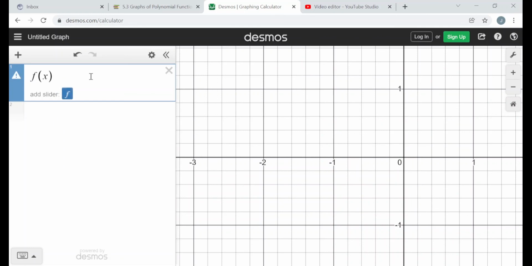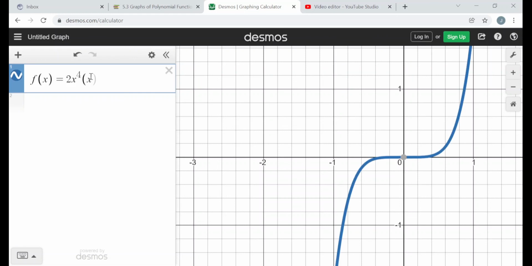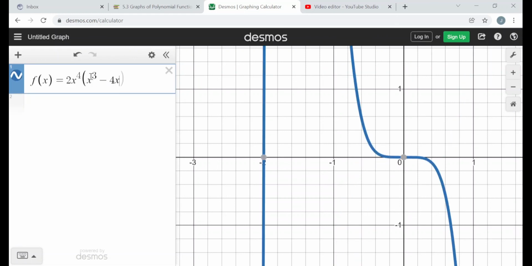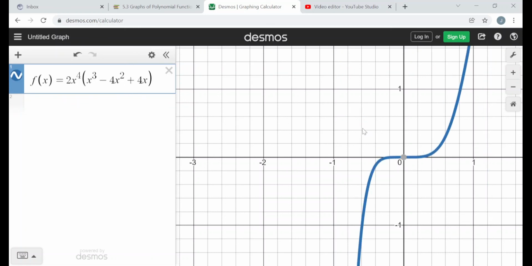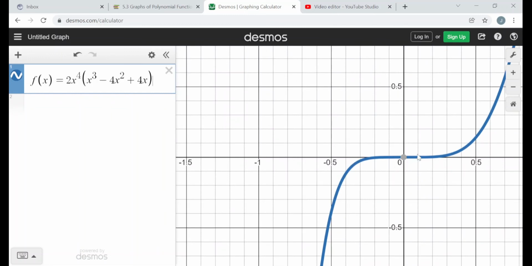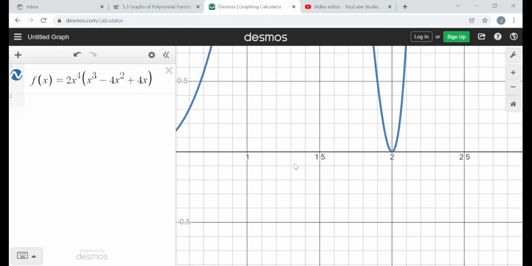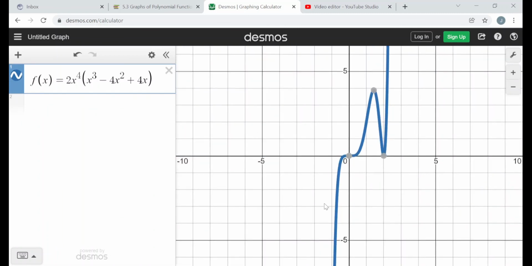F of x equals 2x to the 4th times x to the 3rd power minus 4x squared plus 4x. Right? And you see how at x equals 0, it's crossing over, but very flatly. Right? More like a fifth degree polynomial instead of a cubic. Then at x equals 2, see how it's hitting and bouncing off just like a parabola. And the end behavior is correct as well, down to the left, up to the right. It's a degree 7 with a positive coefficient for the lead term. Okay, and that should be it.